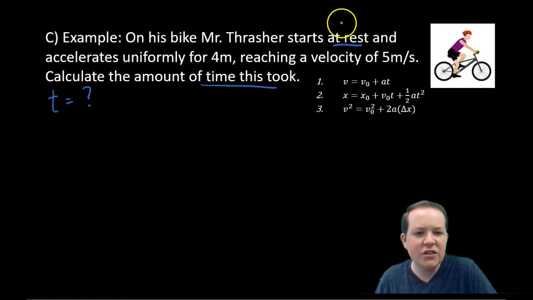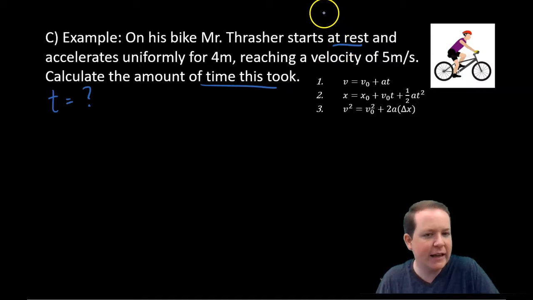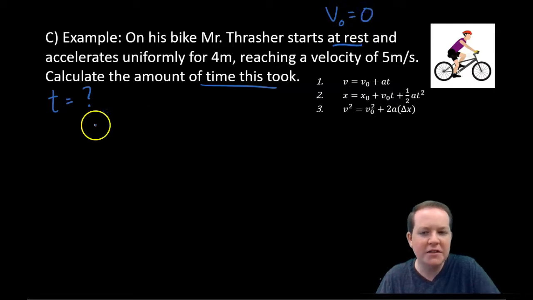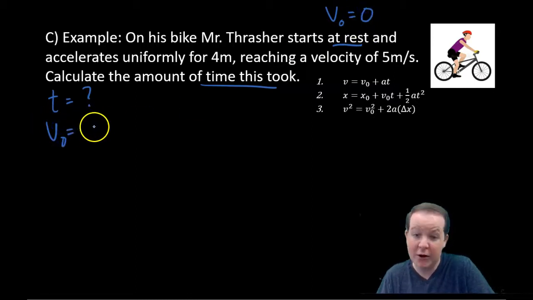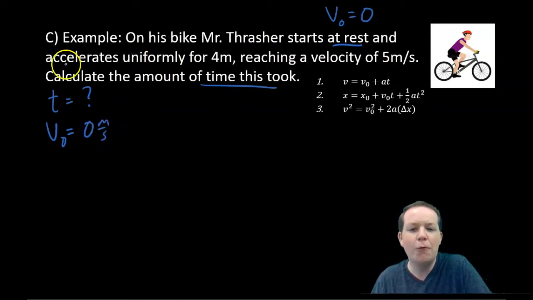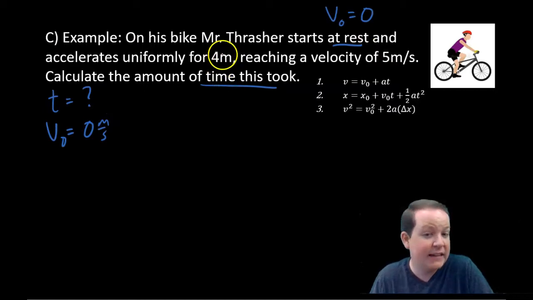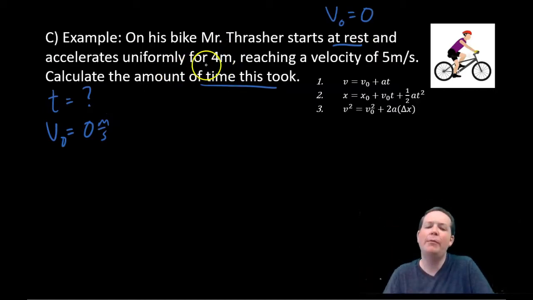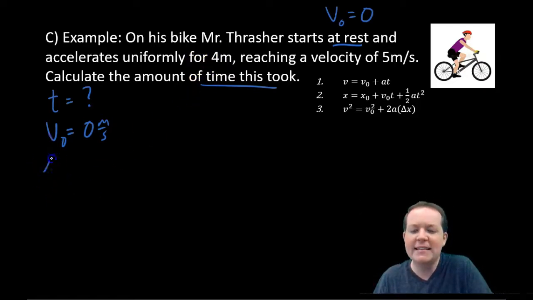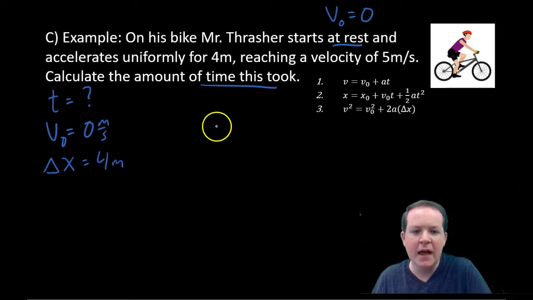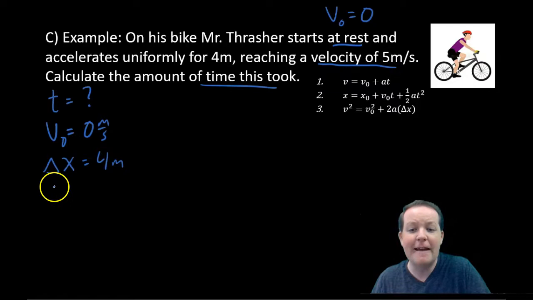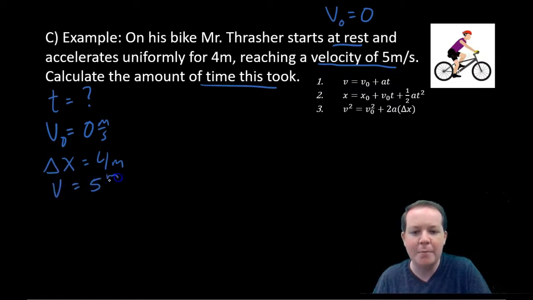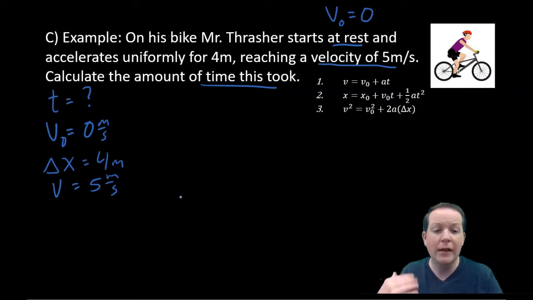Well, it says that I start at rest. This one's maybe a little tricky because it's not explicit, but I'm told the initial velocity. The initial velocity of this bike rider, Mr. Thrasher, is 0 meters per second. It says that the person uniformly accelerates to 4 meters. Is that an acceleration? No, it says they uniformly accelerate for 4 meters. That's their displacement. They accelerated for 4 meters. And then they reached, after those 4 meters, a final velocity of 5 meters per second. So you've got to get good at pulling out information.